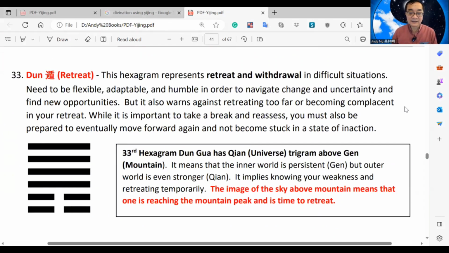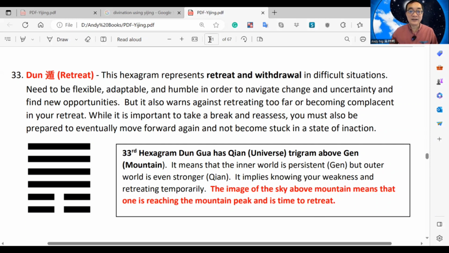This means it has the qian above the gen. That means the below represents your internal self, that's a mountain, and on top represents the universe, which is very powerful and creative. So internally, you are very still, you don't want to move, and outside is even more powerful. So it means you should not do much, since you're not moving and outside is so powerful. So it's best to be more humble and retreat. It means knowing your weakness and retreating temporarily.